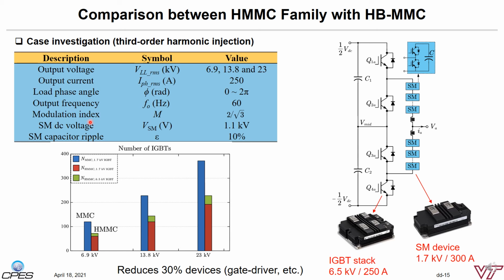It clearly shows that the low voltage IGBT numbers can be reduced by 50% due to the elimination of 50% of the MMC submodules in the HMMC solution. And the number of high voltage IGBTs is very small in all 3 conditions. Therefore, the total number of the devices can be reduced by over 30%, leading to a huge cost savings and reliability improvement.